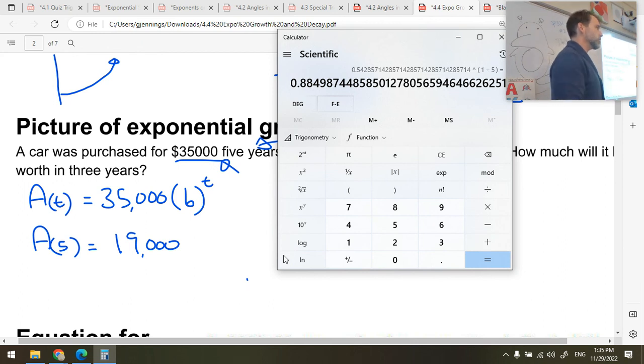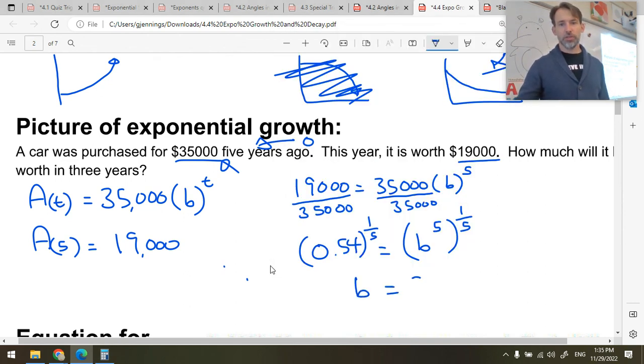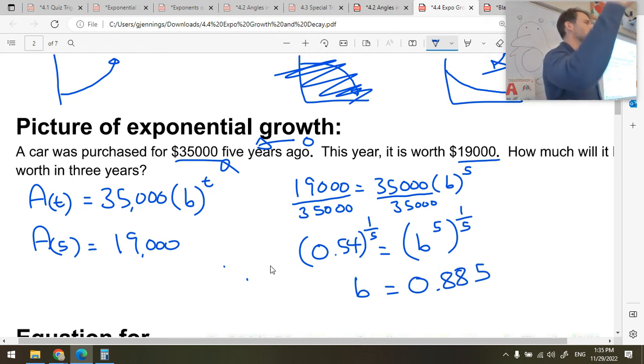So 0.88. So this means after 1 year, we have 88% of the value of the car. So every year we're losing about 12%, or here about 11.5%, because it's like 88.5. If we want to be really accurate, we'll say 88.5. Okay, so b here is equal to 0.885, meaning we're losing 11.5% every year. Okay, that makes sense? Great. Yeah. Oh, I got a thumbs up. Fantastic. Cool.